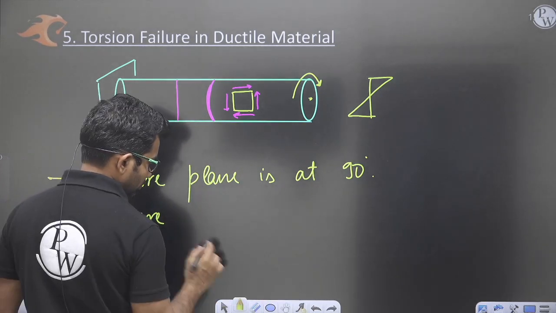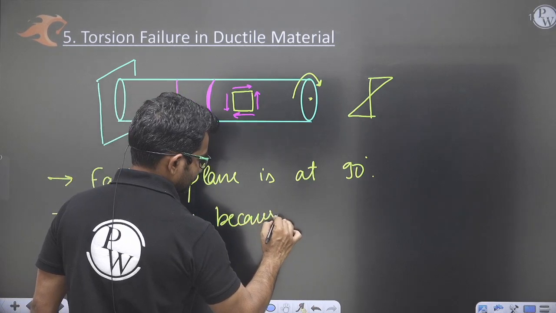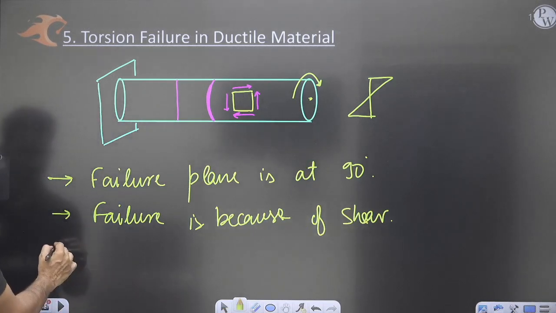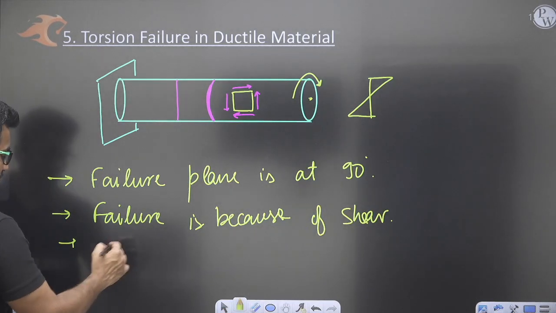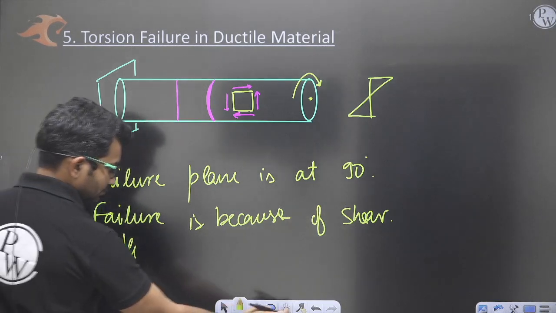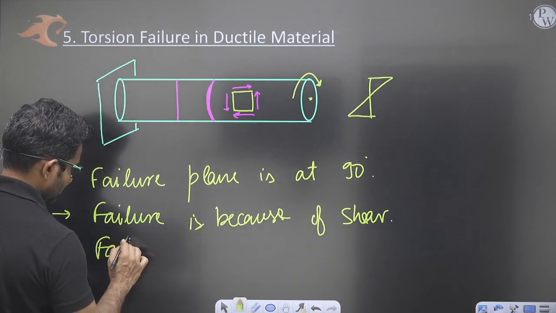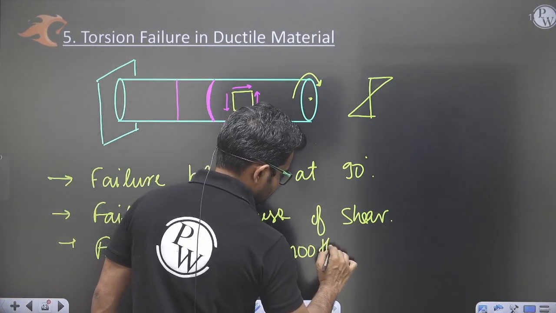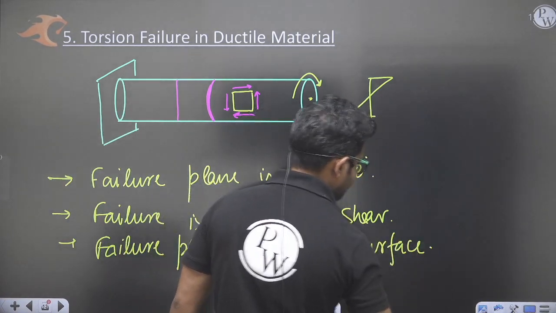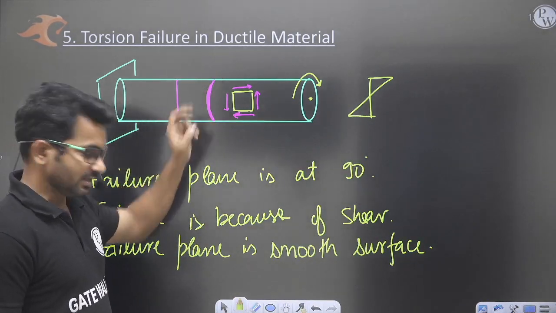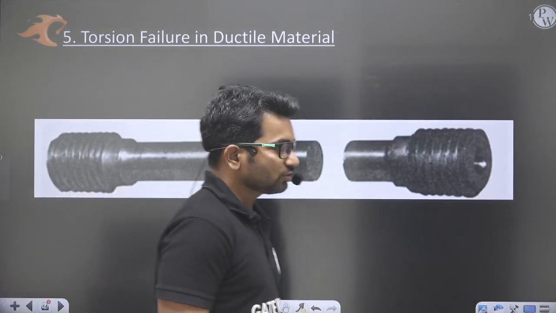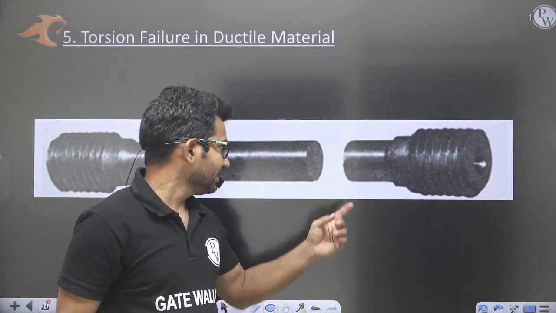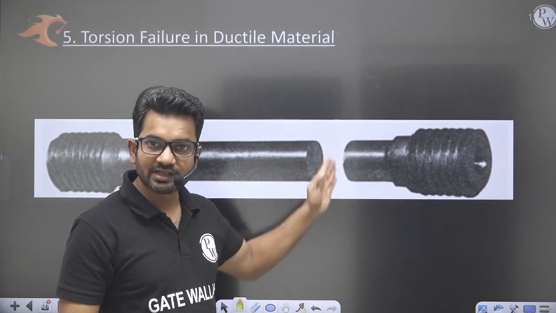Failure is because of shear, and failure plane is a smooth surface, right? So failure will be at this. So how will the failure look? This is the shaft, and if I rotate it like this, shear will come on this plane. Okay, a 90-degree plane, and it will fail like this, right?